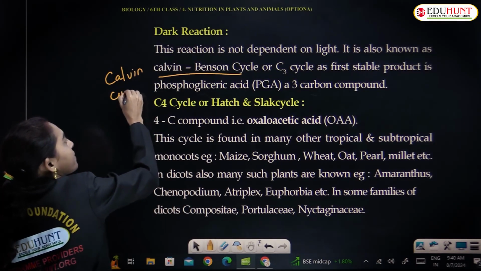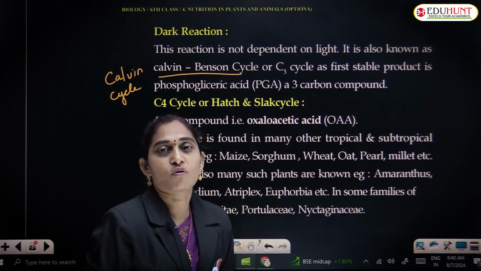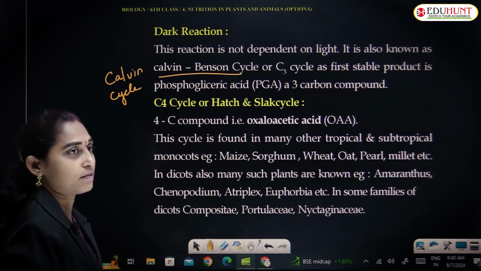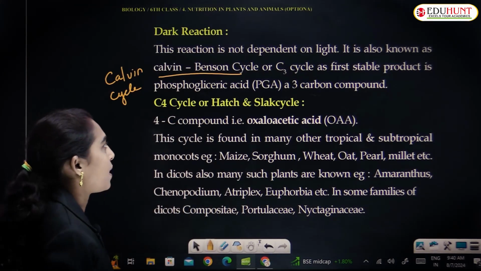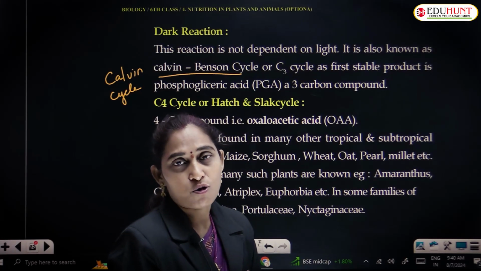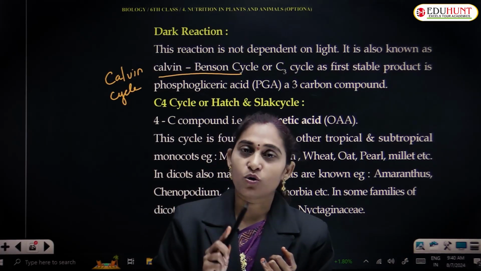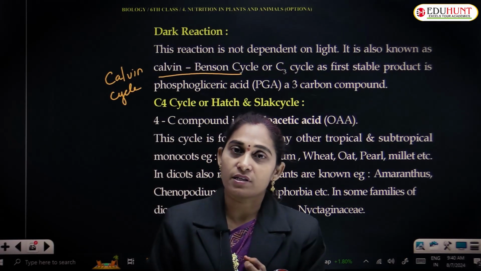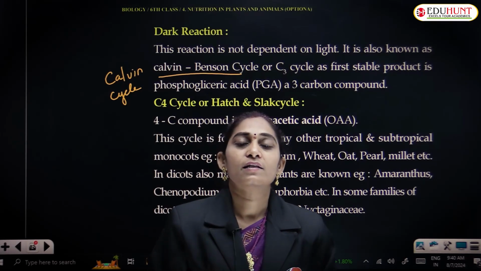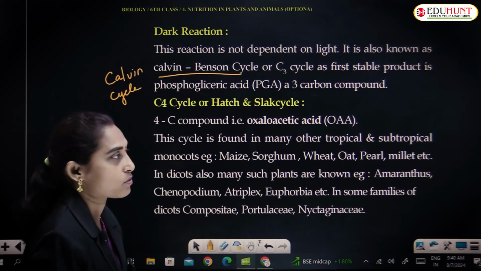Calvin cycle is nothing but the dark reaction of photosynthesis, or carbon fixation, or CO2 reduction of photosynthesis. It occurs in the stroma. It is also called the C3 cycle. The dark reaction, CO2 reduction, carbon fixation, Calvin cycle and C3 cycle are all names for the same process.